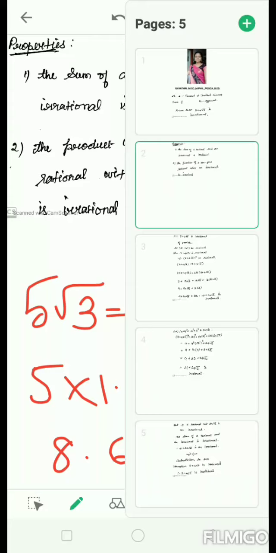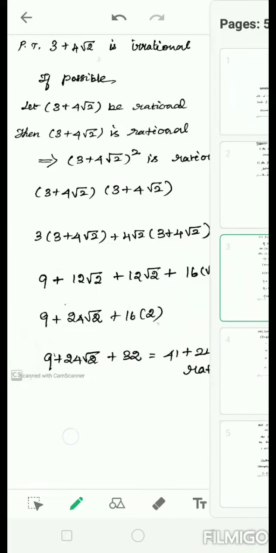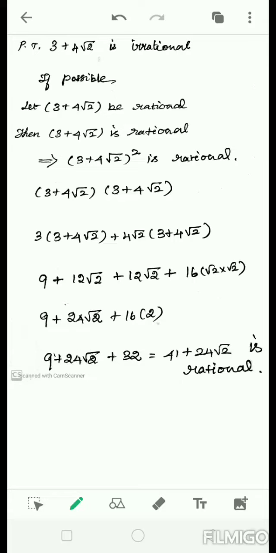So now let's move on to the problem. The question is, prove that 3 plus 4 root 2 is irrational. I am going to prove this by the proof by contradiction method. The proof by contradiction method is nothing but proving the truth of a given condition by assuming the given condition to be false, which leads to a contradiction. So we are going to assume the given condition to be the opposite.